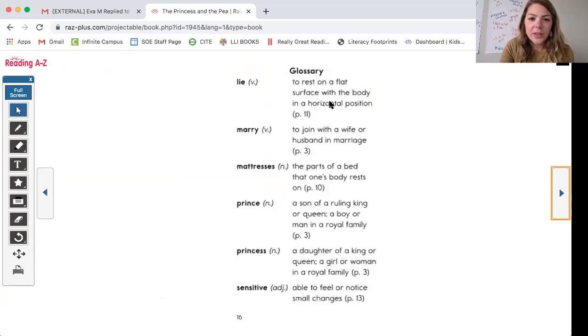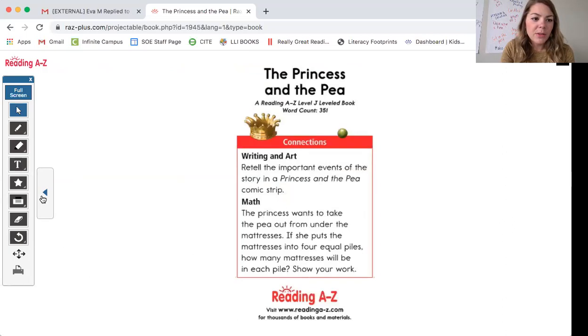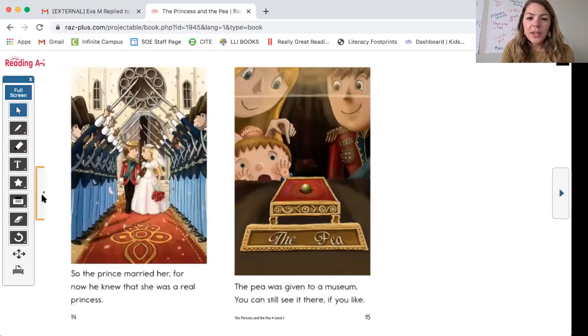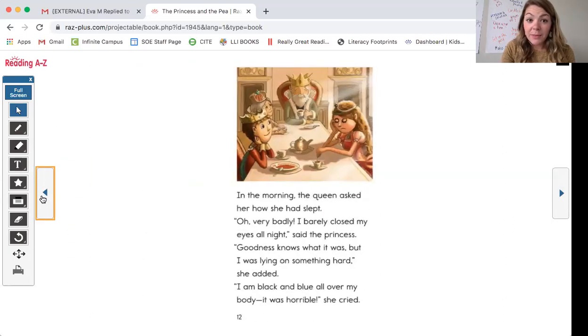All right, and there's a glossary. There were some maybe tricky words in there. Remember, the glossary can help you solve some of those tricky words. So in this story, there were some of those elements. We definitely had royalty in this story: king, queen, prince, and a princess. Those are some of those royalty elements that you might see in a fairy tale.